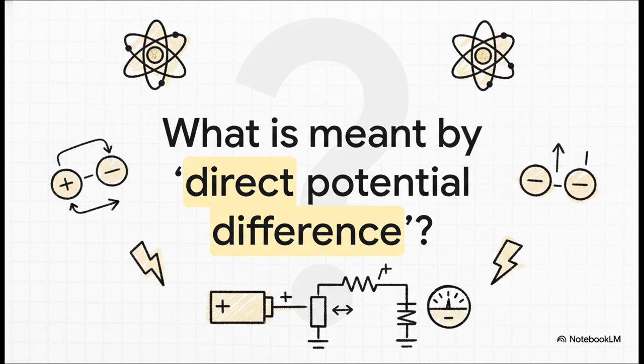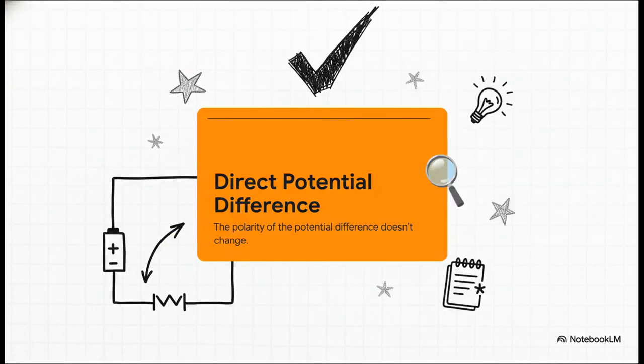You can think of it like water flowing in a river. It only ever goes one way. That's the basic idea. But what's the exact wording the examiner is looking for? And here we go. This is the perfect answer, taken straight from the mark scheme. You get 1 mark for saying the polarity of the potential difference doesn't change.